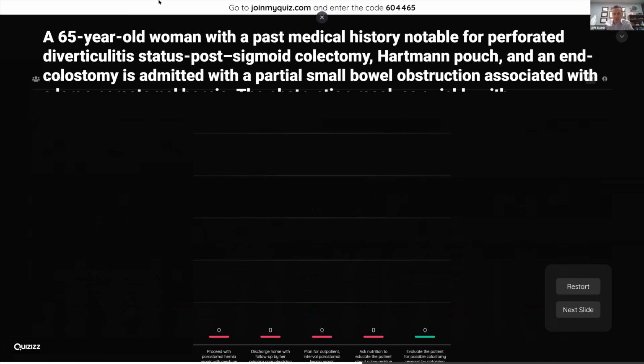All right, so the answer for this is E, evaluate the patient for possible colostomy reversal by obtaining prior operative and endoscopy reports. So for me, when I see patients in the office with a peristomal hernia and the resident comes out to present the patient to me, the first question I ask is, can we get rid of their stoma? And for some patients, the answer is yes, and some patients, the answer is no. But that should always be your first question in your mind. Is this patient a candidate for stomal reversal?